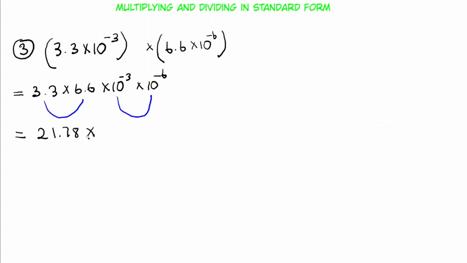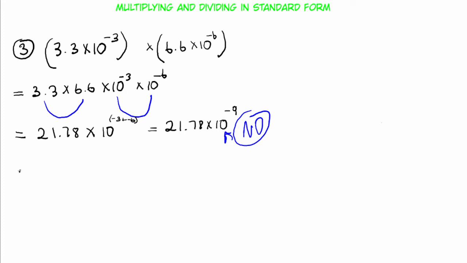Put back our multiplication sign, and we know that we're going to keep the base of 10 and we're going to add the indices. So it's going to be negative 3 plus negative 6. And we end up here with 21.78 times 10 raised to the negative 9th power. Again, looking at this, we know that this is not standard form. So we're going to have to put this now in standard form.